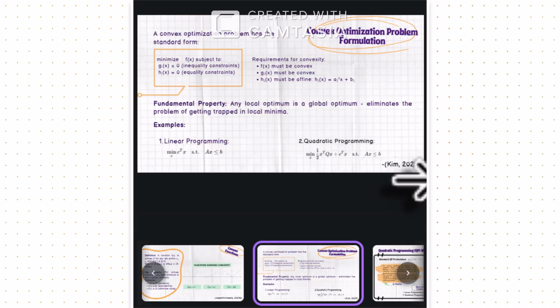So, the examples of convex optimization problems. First is linear programming. A linear programming problem is one of the simplest and most widely used forms of convex optimization. It is defined as minimize c transpose x subject to Ax less than or equal to b, Ex equals d, where c is a coefficient vector for the objective function, A and E are constraint matrices, and b and d are vectors representing bounds.